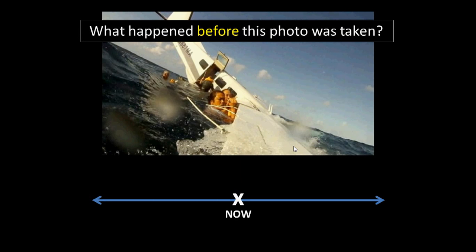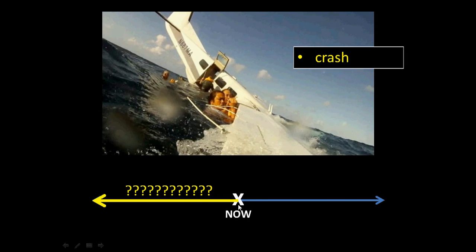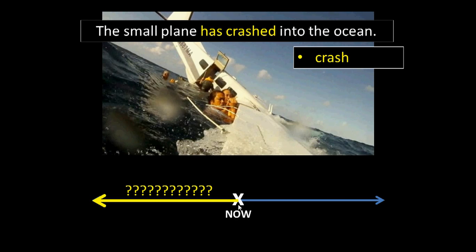However, sometimes important things have happened before the photo is taken. So before now. For example, in this photo, there was a crash, and at some point the passengers evacuated the aircraft. So when did these things happen? We don't really know because we can only see what's happening right now. So let's look at an example.